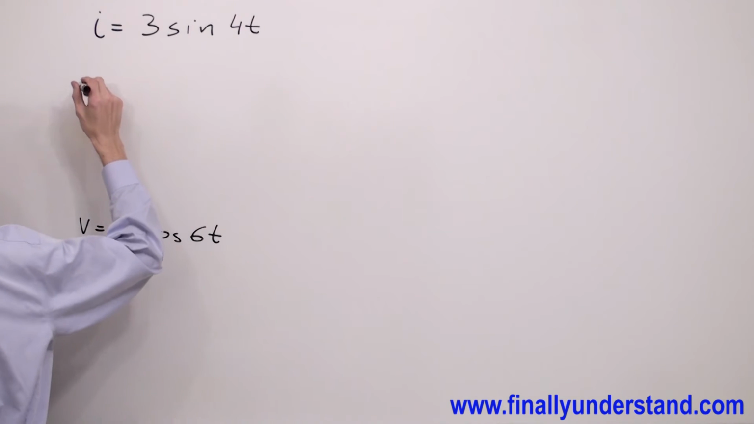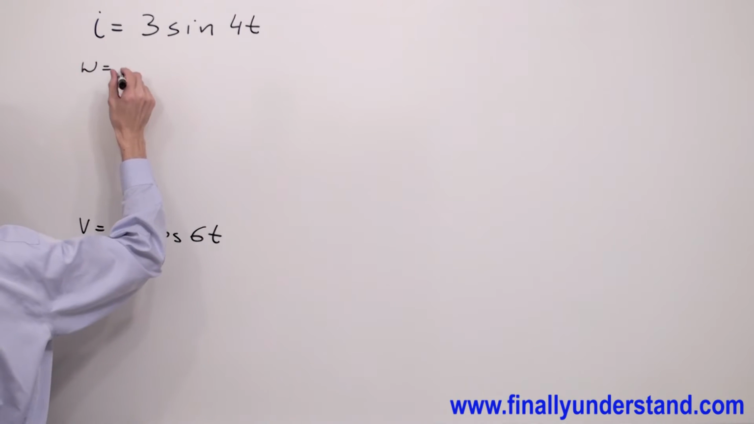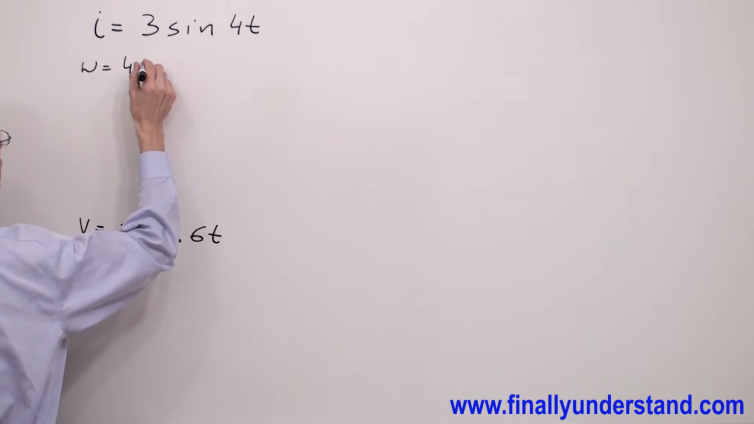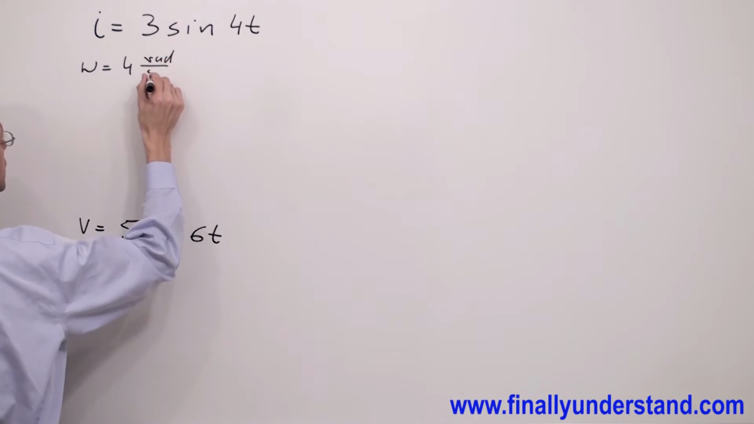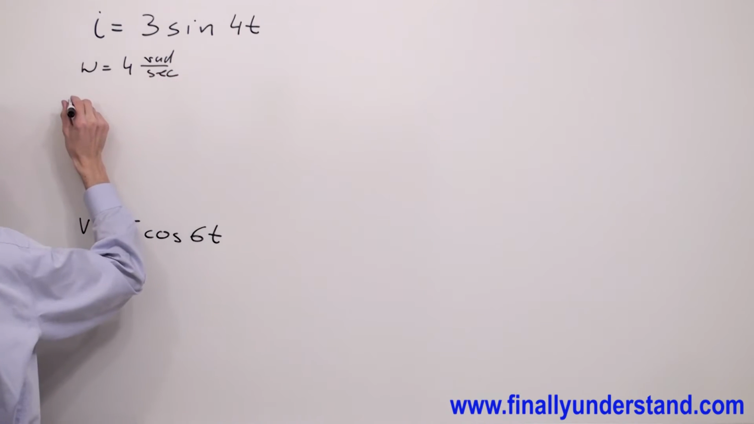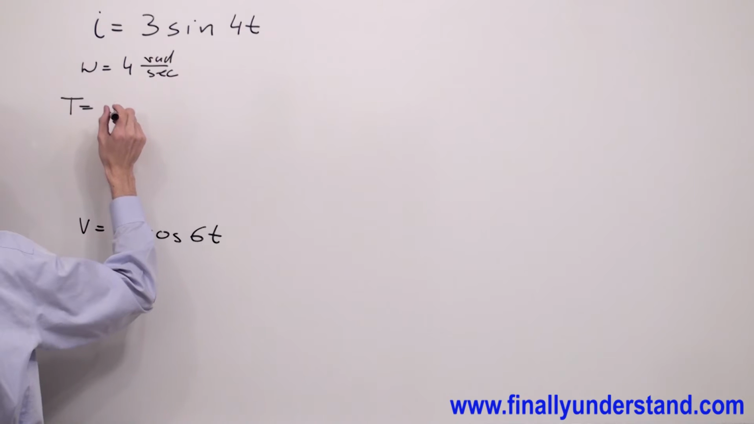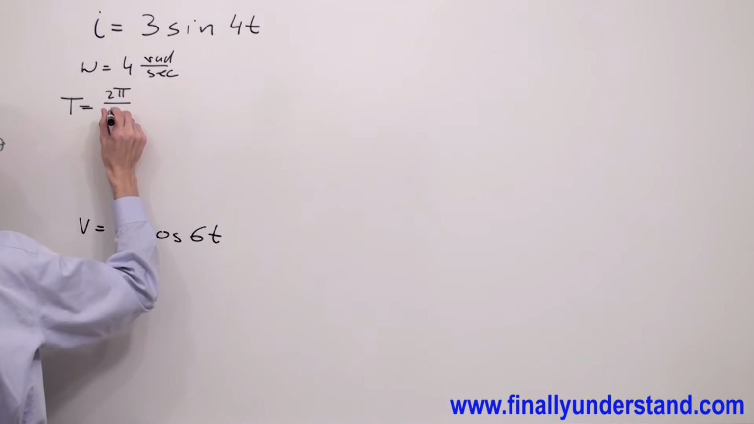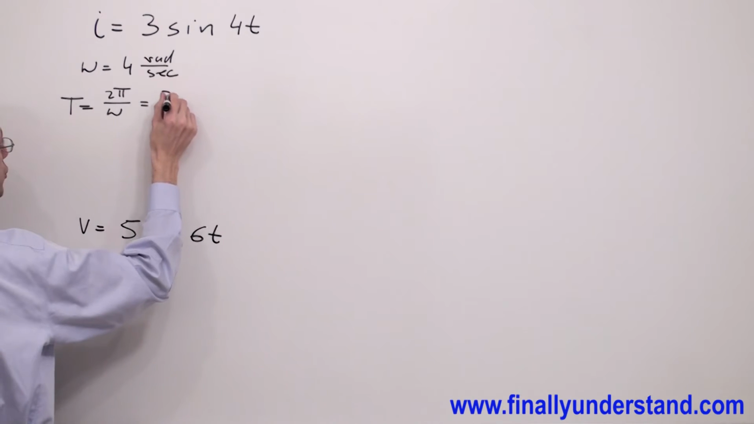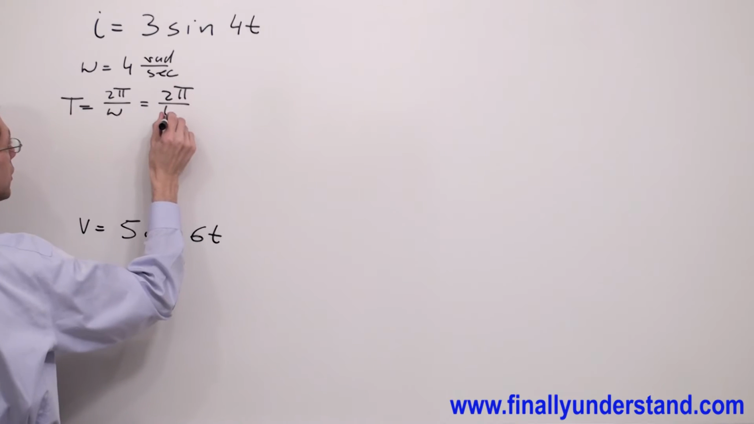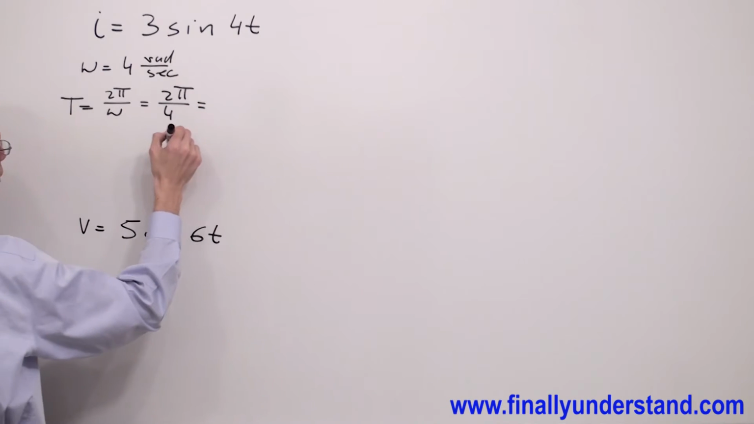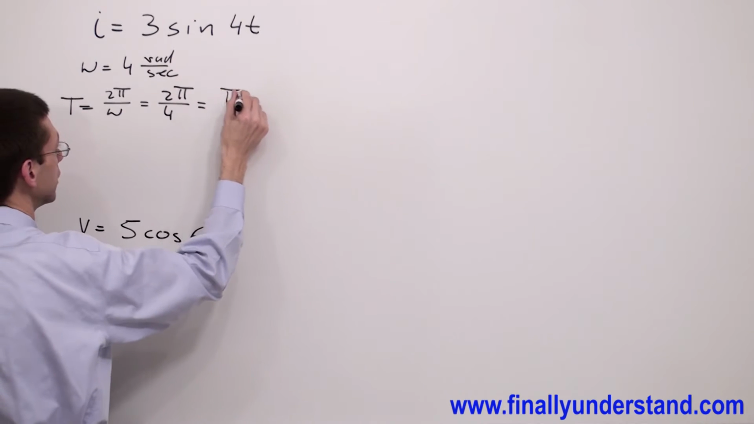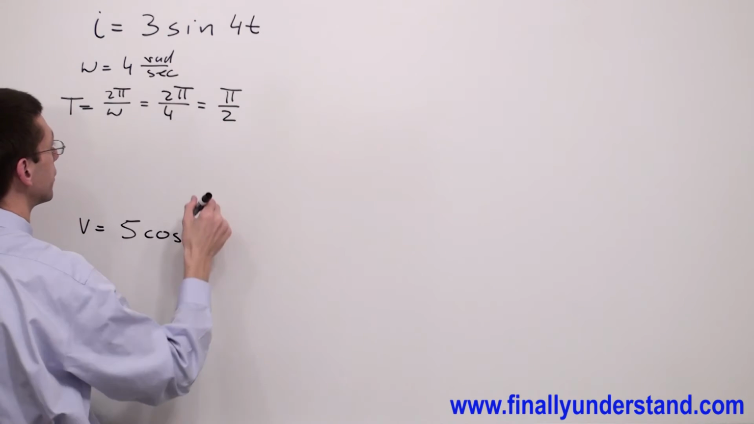Let's take a look at the first example. First, we have to find the period of the sine wave. Omega is equal to 4 radians per second. We said period is equal to 2 pi over omega. 2 pi over 4 is going to be equal to pi over 2.